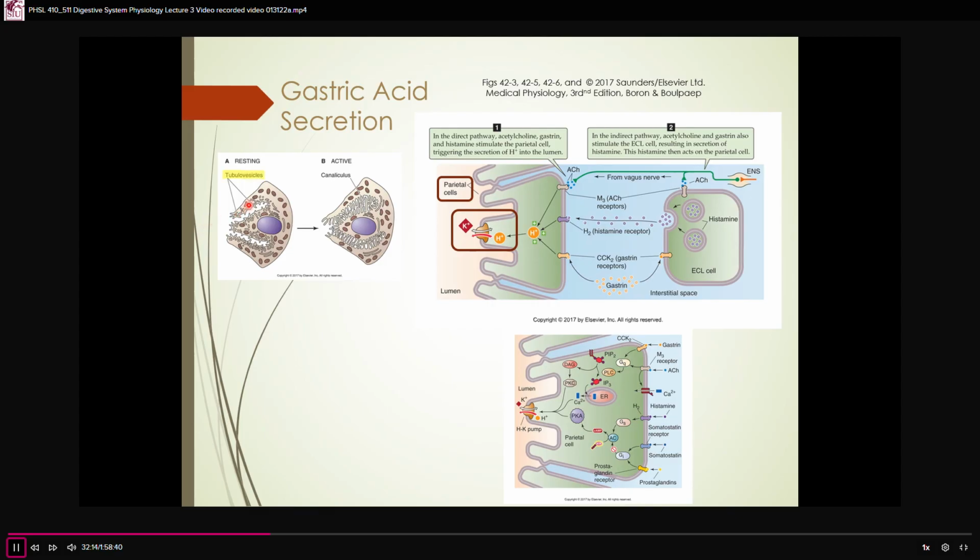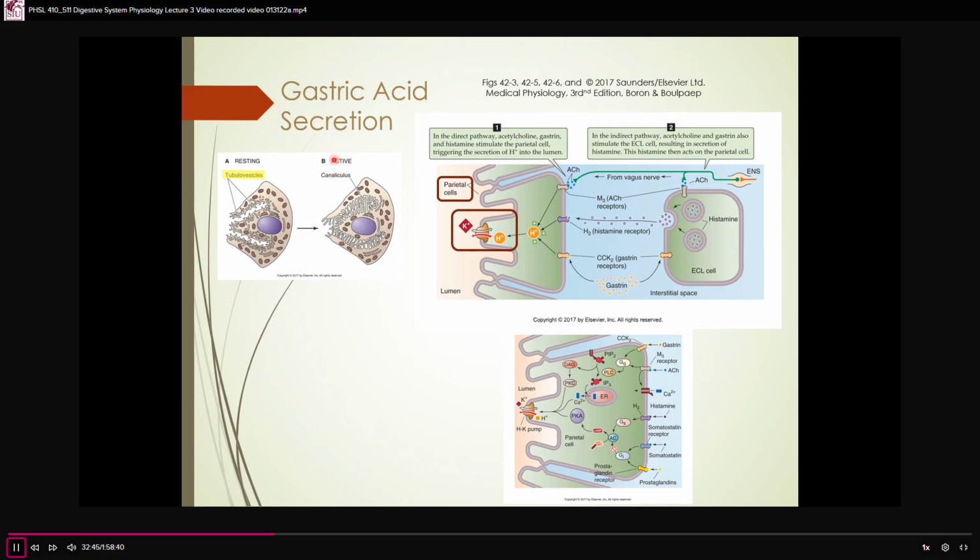They also have structures called tuberovesicles. In their resting state, these tuberovesicles are little membrane-bound vesicles that lie just beneath this canalicular apical membrane, and they are made with many of these preformed hydrogen potassium ATPase pumps embedded in their organelle membranes, and they have a lot of carbonic anhydrase enzyme present in those membranes as well.